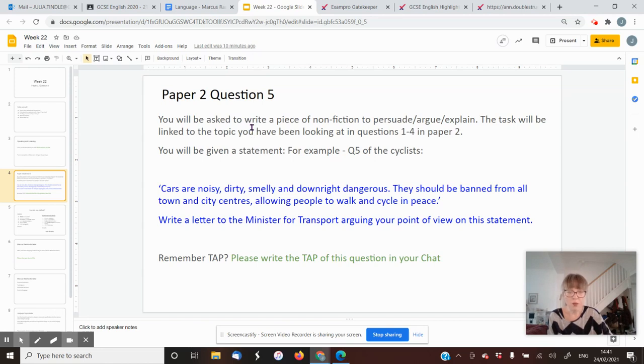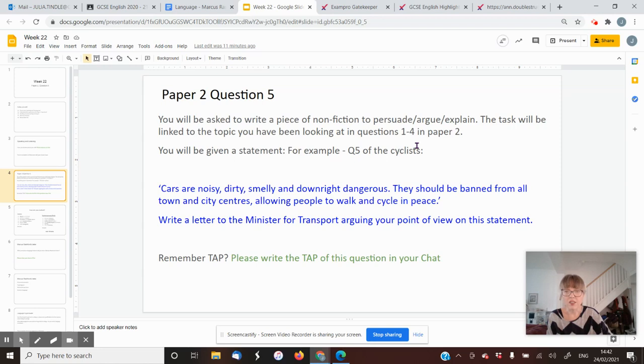So what do you have to do for this question? You are going to be asked to write a piece of non-fiction to persuade. The question will say something like to persuade your reader, or to argue, or to explain. Essentially, they mean the same thing. The task is going to be linked to the topic you've been looking at for questions 1 to 4 of that paper. So they're usually linked in some way. Occasionally there's just a random question, but it just means that there are some ideas in the reading tasks that you can use in your own writing.